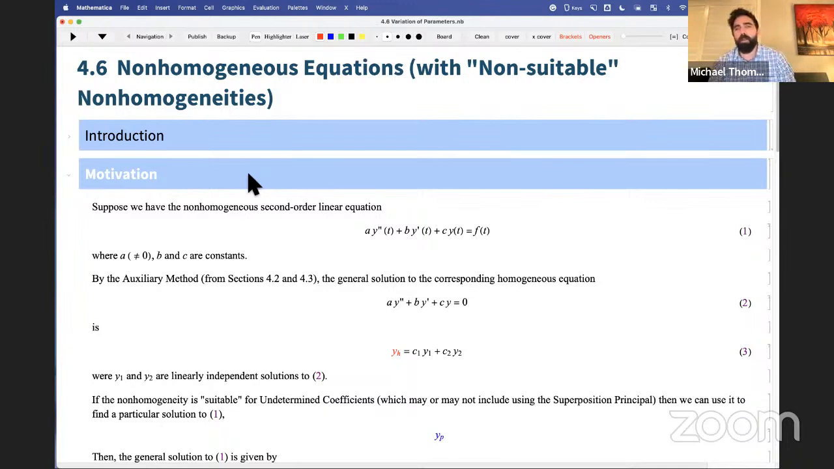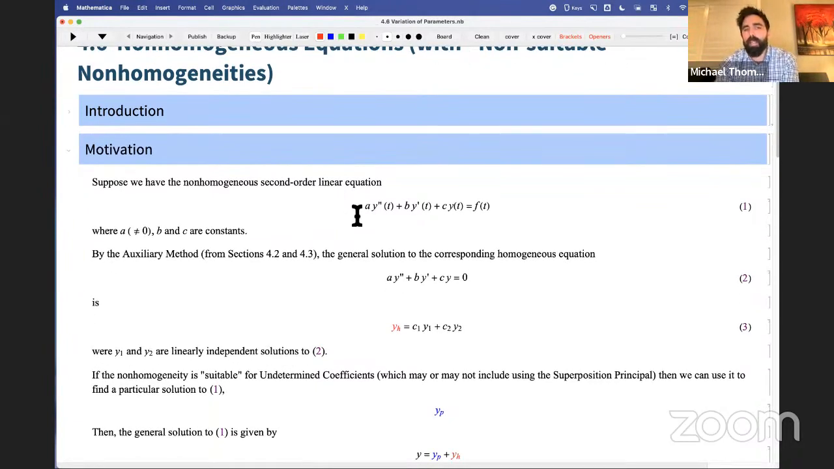I like to use the word motivation. It's basically the theory on how we're going to set this method up. So let's say that we have a non-homogeneous second order linear equation like so. You'll notice the coefficients are constant in this case. That's going to be the bulk of the questions in this section. And then you have this non-homogeneity over there, f of t. Of course, the first constant can't be 0, otherwise it's not second order, and then you just use first order methods.